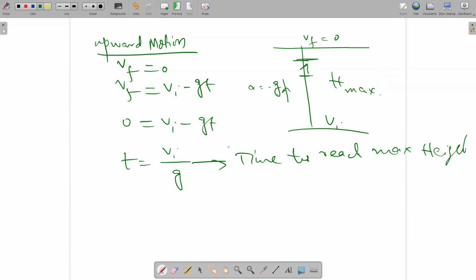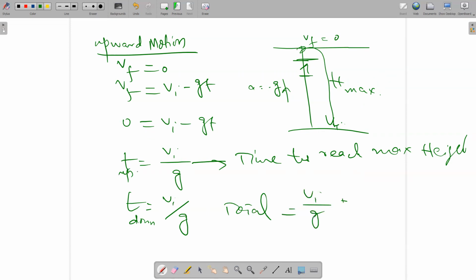So what is the time to reach back to the ground? I mean that it reaches here and then comes back. So the same time. If this is upward time and this is downward time, each is VI over G. So the total time will be VI over G plus VI over G, and this is equal to 2 VI over G. This is the total time.